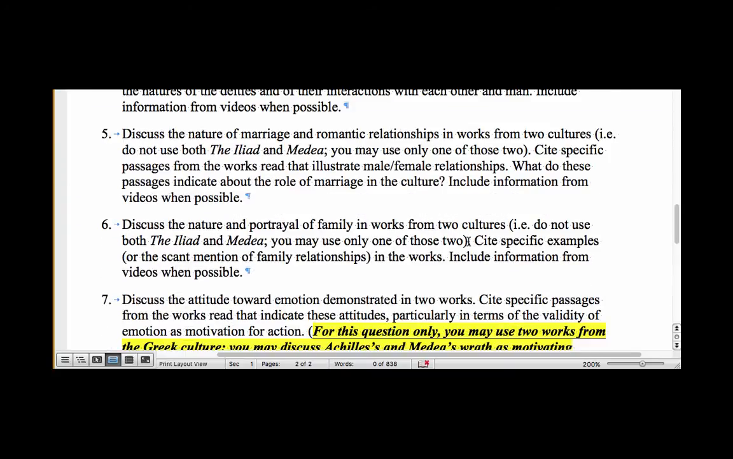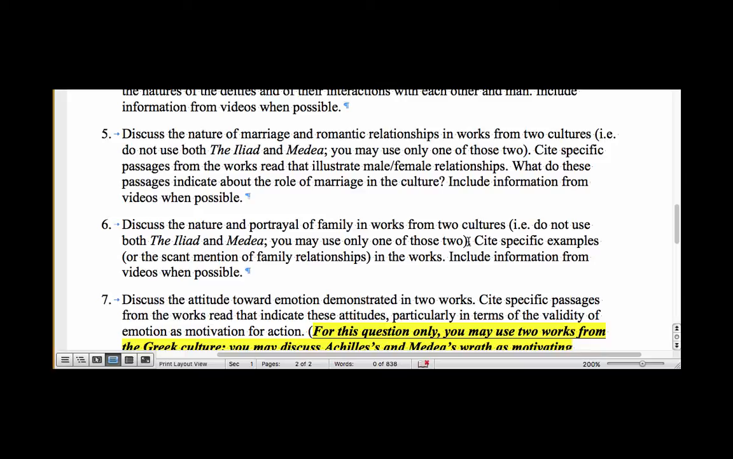The next one talks about the nature of marriage and romantic relationships in works from two cultures, meaning that you can't use both the Iliad and Medea for this question. Of course, Medea would be a good choice for one of the two works that you use, because obviously the nature of marriage and romantic relationships is a central theme of Medea. So that might be a good work to work with.